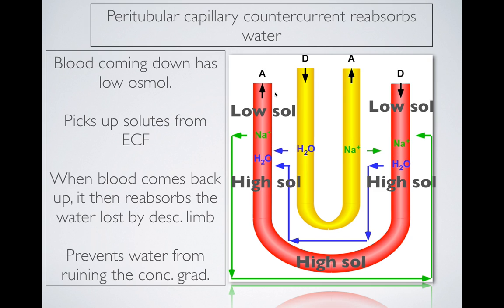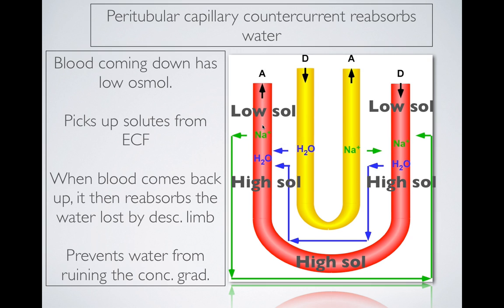But again, the idea is that the fact that the filtrate and the blood are flowing in opposite directions is critical. Because what we can try thinking about is what would happen if the blood and the filtrate were flowing in the same direction. So for example, if the blood was coming down this way in the same direction that the filtrate was going. Let's see what would happen. If the blood was relatively low osmolarity, low solute concentration, water was being lost from here into this interstitial space.